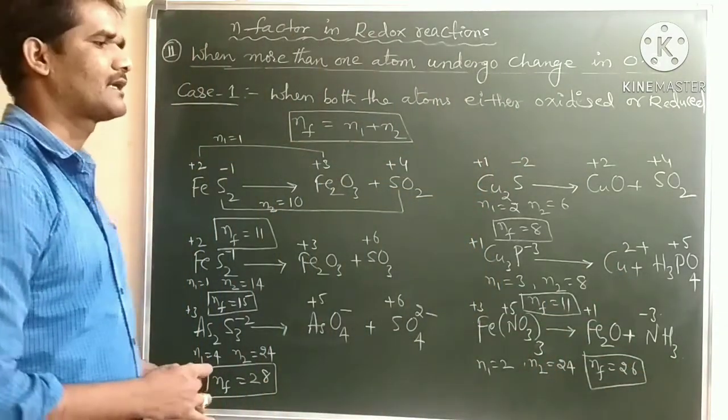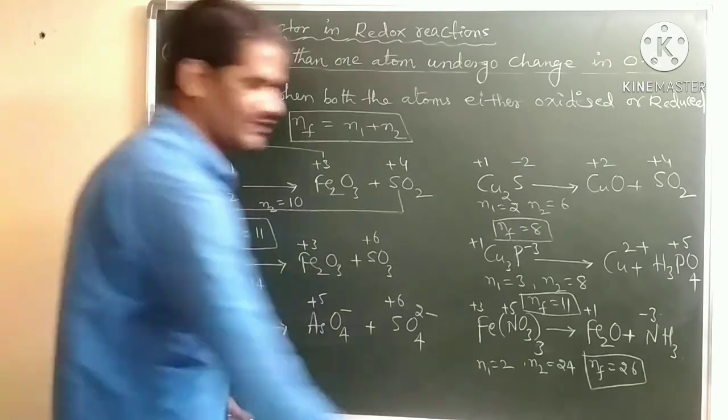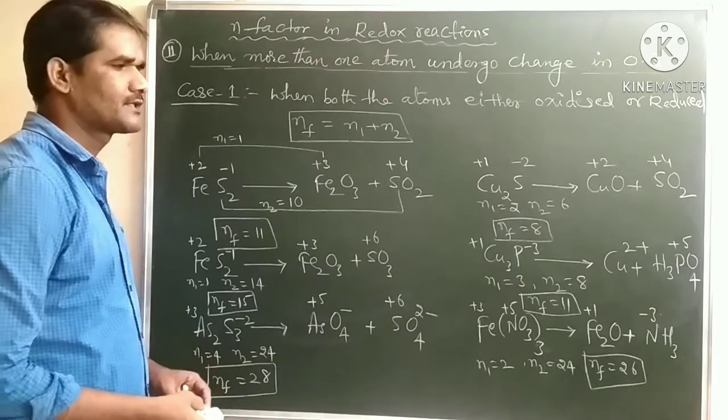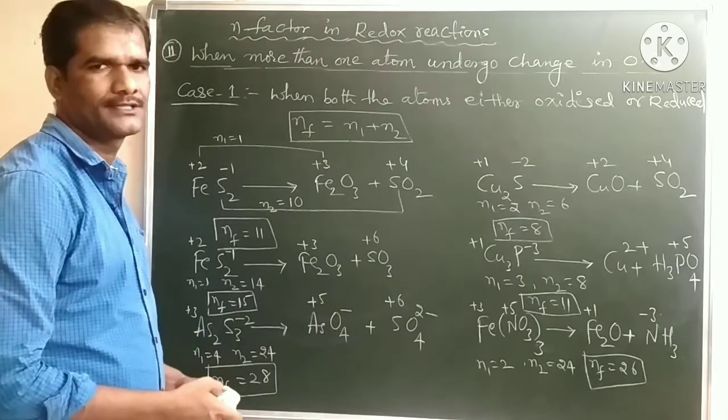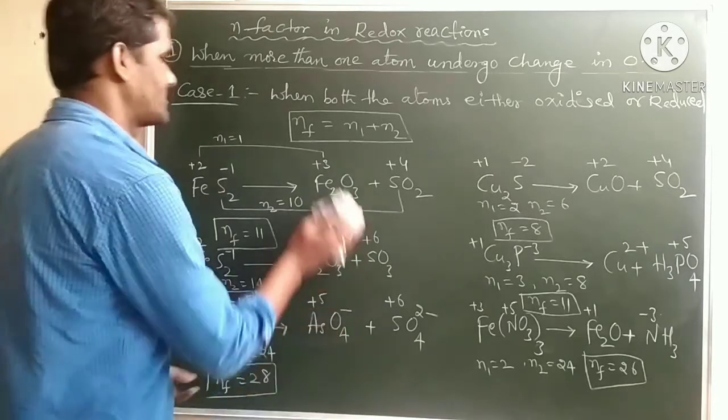So like this we can calculate the n factor when both the elements undergo either oxidation or reduction. So these are all examples, which come under when two elements change. If more than two elements change, let us take that one example here.